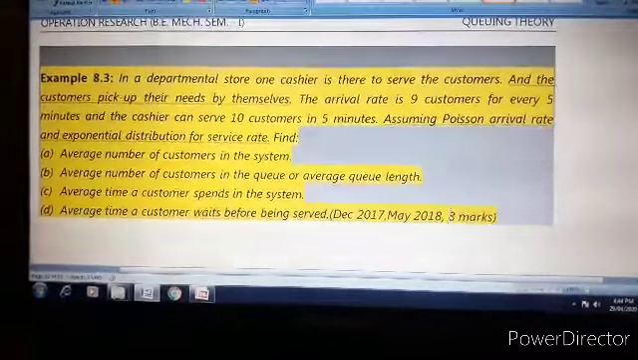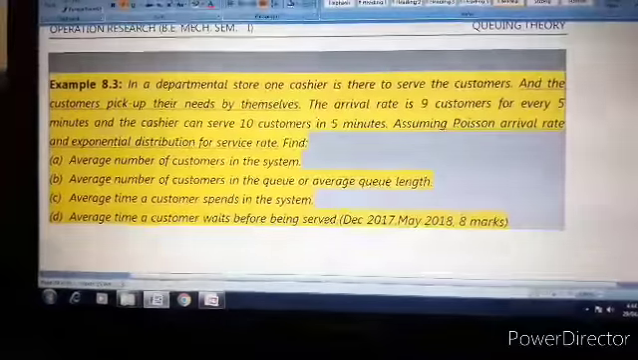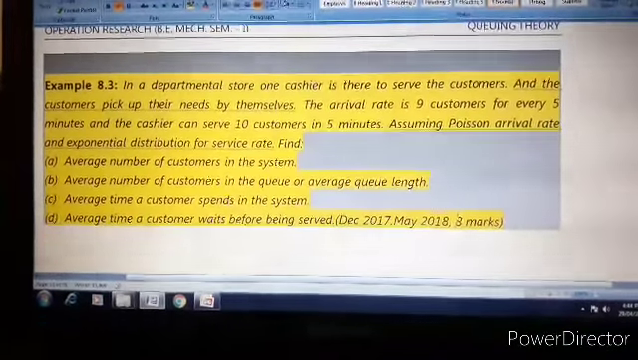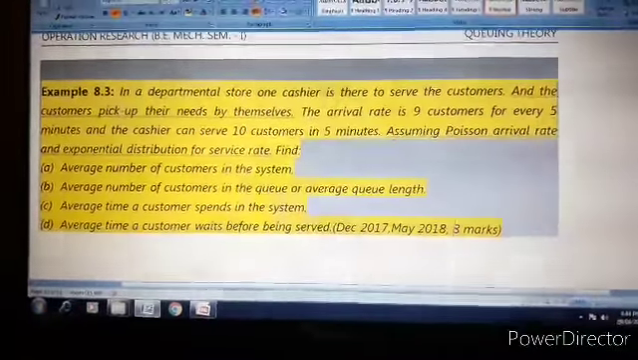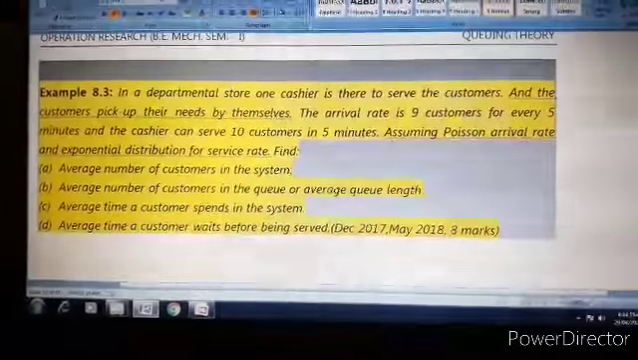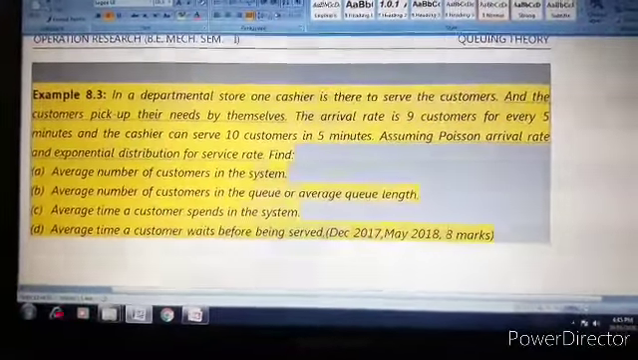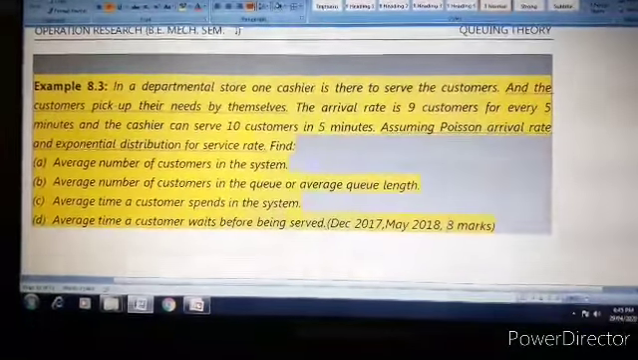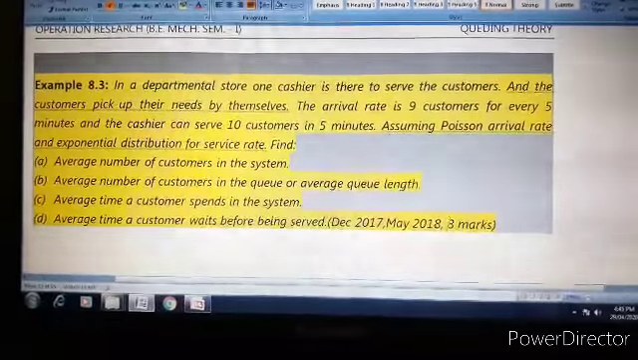Accordingly, here in this departmental store there is one cashier, which means it is a single channel system. We have to define whether we have a single channel or multi channel system. Here we have one cashier, so it is a single channel system, and the customers pick up their needs themselves. The arrival rate is 9 customers for every 5 minutes. So this is our lambda.